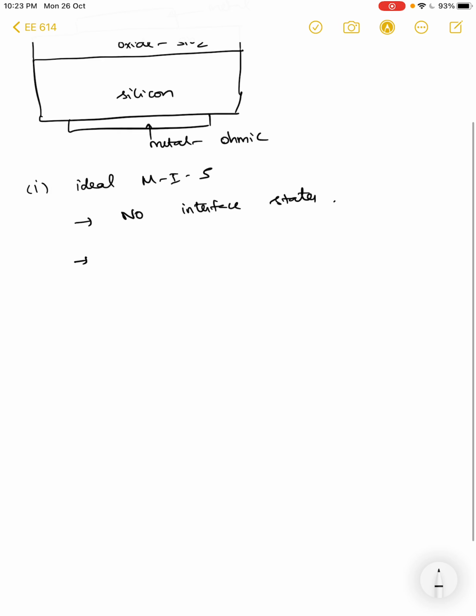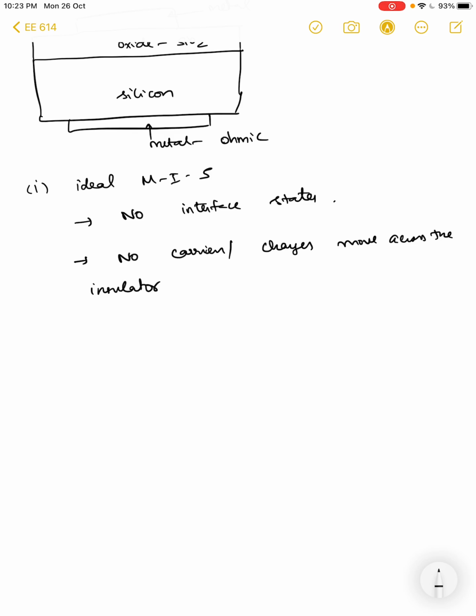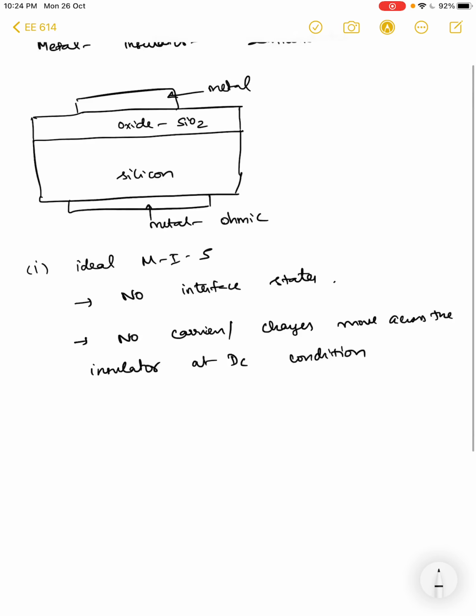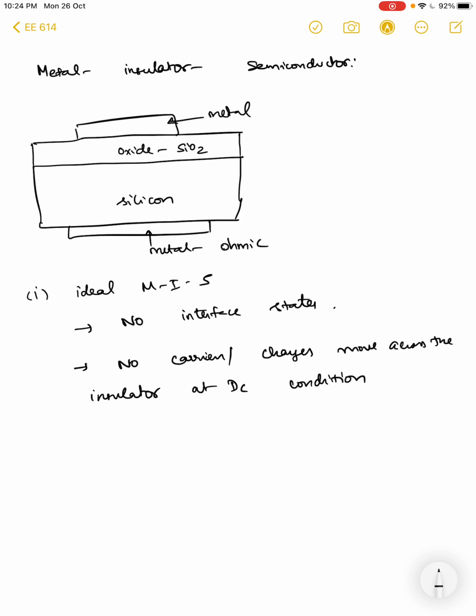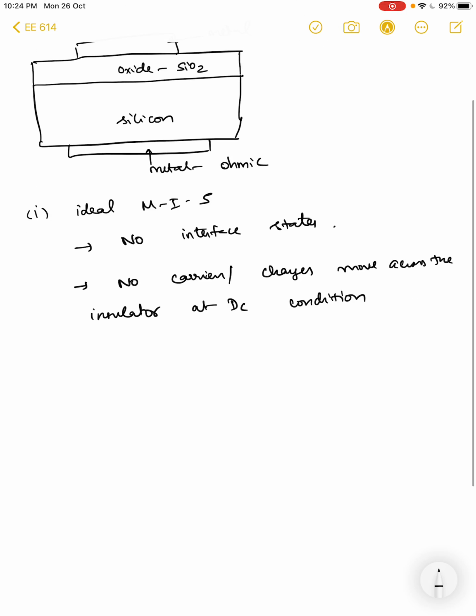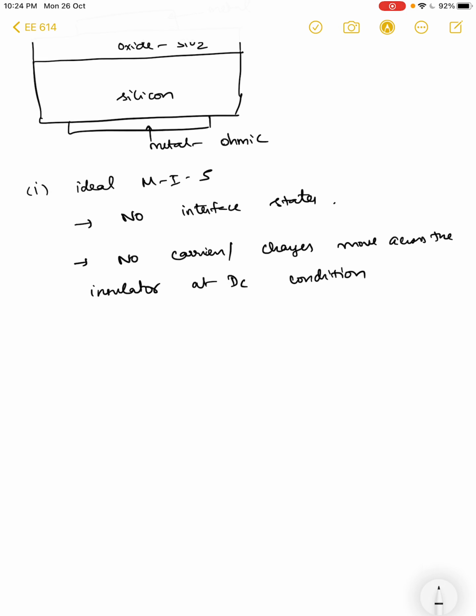Second, no carriers or charges move across the interface, across the insulator at DC conditions. So when I apply a DC bias, I do not have any exchange of carriers from metal to the semiconductor or semiconductor to the metal for that particular matter. Under these simplified assumptions, let's just see what happens to the band structure of this stack.